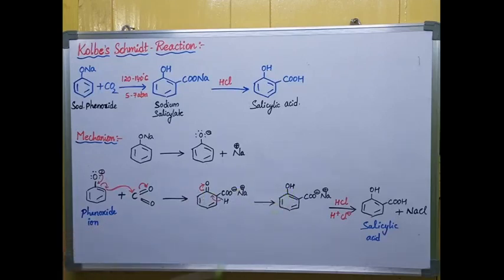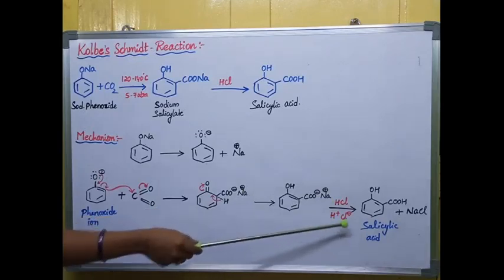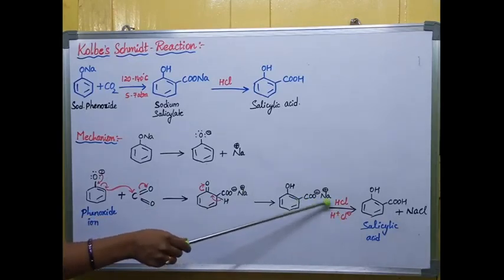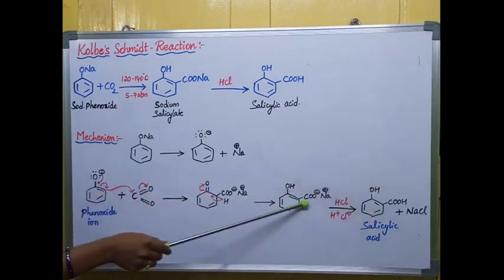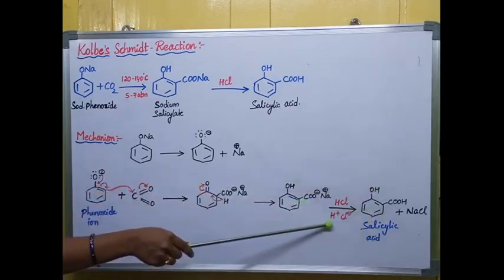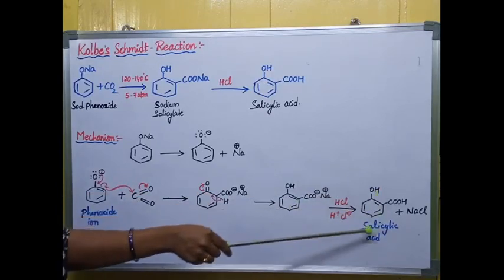Okay, so we are getting COO minus Na plus. This is nothing but sodium salicylate. Now this sodium salicylate on reaction with HCl, HCl can break into H plus and Cl minus. So Cl minus readily reacts with Na plus and forms NaCl, sodium chloride salt, and COO minus is reacting with H plus and forming salicylic acid.